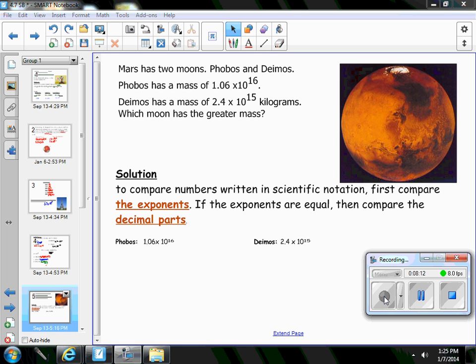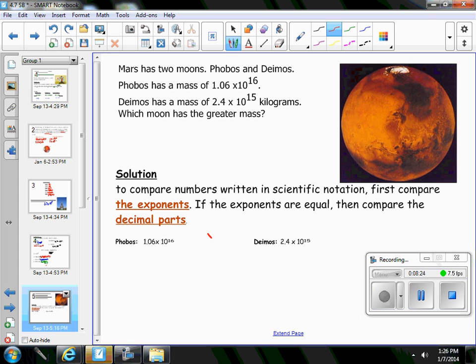So noticing that, comparing the exponents first, they're both in scientific notation. So if you were to determine less than or greater than or equal to, Phobos is going to be larger than Deimos, because 16 is greater than 15.